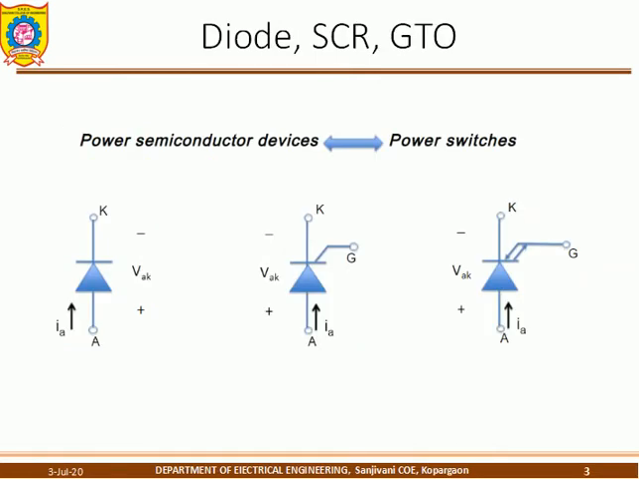This slide shows the symbols of the power semiconductor devices, consisting of 3 things. One is a diode. I hope my arrow mark is visible. The diode consists of 2 terminals, one is the anode and the other is the cathode. The current flows from anode to cathode. The arrow mark also indicates the anode current, which flows from anode to cathode.